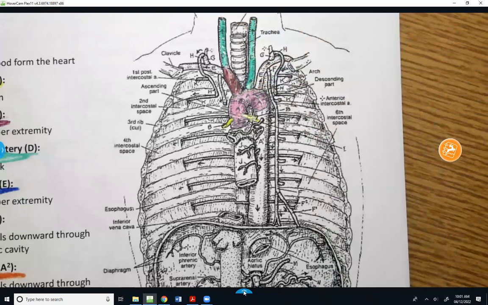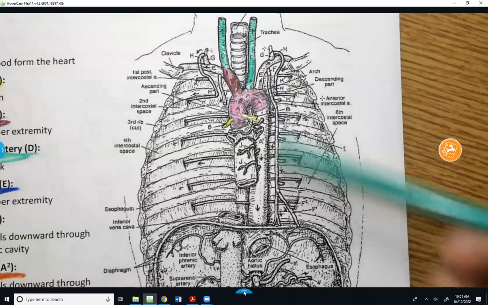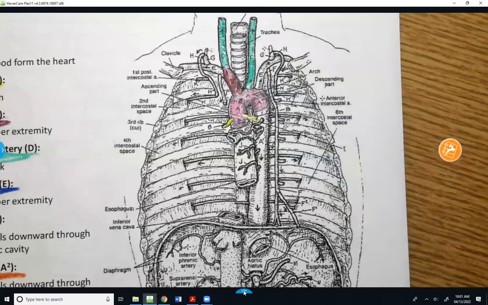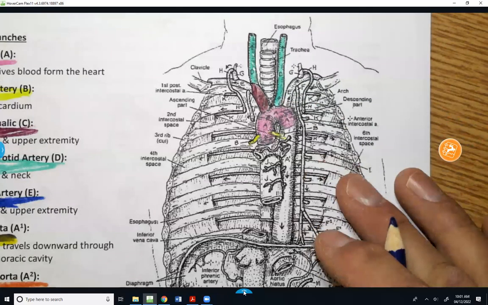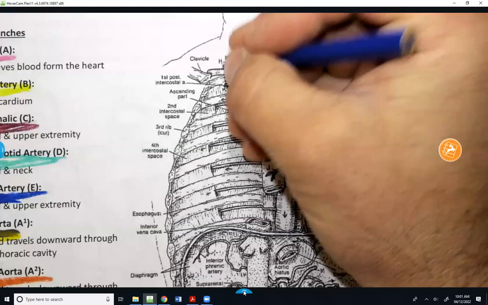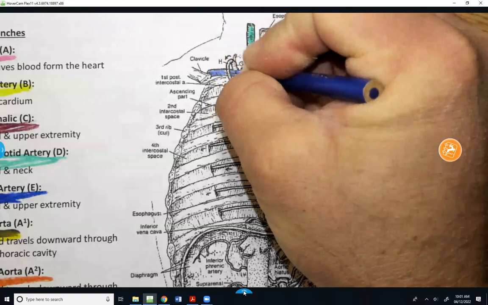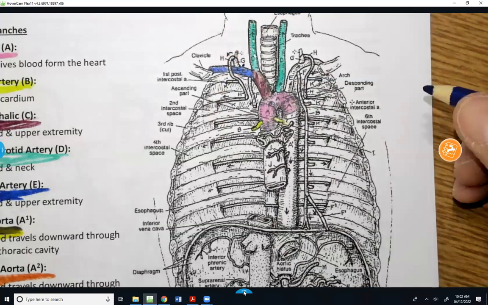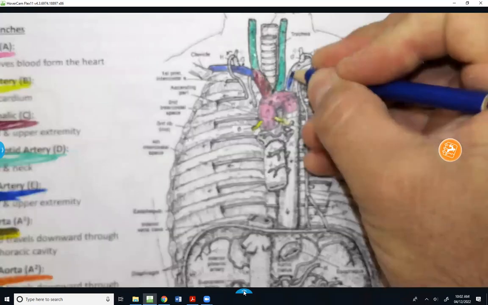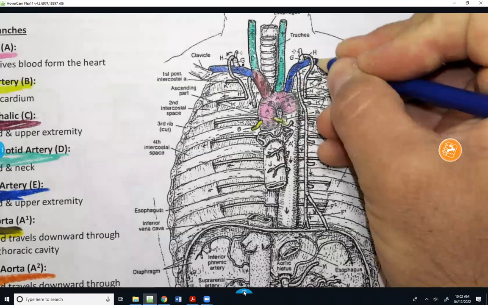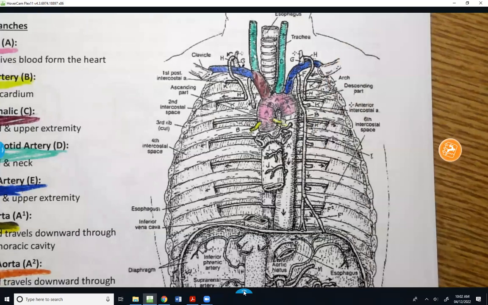Now, the word common is going to tell you that there's going to be a branch coming from it. There are what we call the internal and external carotids, which come off of that common carotid. We'll see those, but those are up in the head and feed our face and brain. Okay. Letter E, also coming off of the brachiocephalic, is the subclavian artery, which is going to be a major feeder of our arms. On the left side of our chest, the subclavian comes directly off of the aorta, just like so.